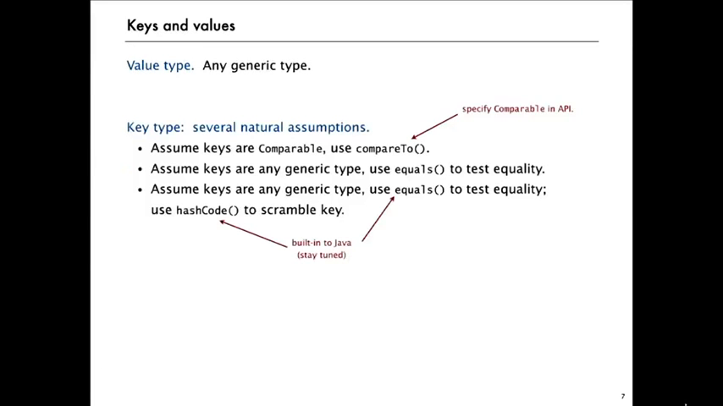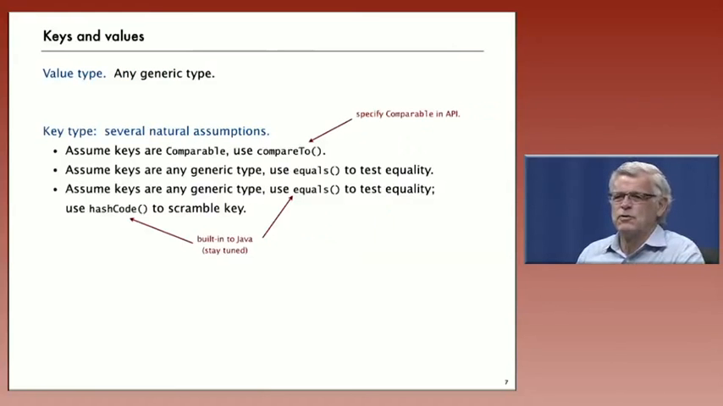So now we're going to want the value to be any generic type at all, but for the key type we have to make some natural assumptions. And actually there are different assumptions that we make in our implementations depending on the application. One of the most useful ones is to have comparable keys. Just as in sorting algorithms, we'll assume that the keys are values that come from a total order, and we can use compare to compare whether one key is less than another or not.